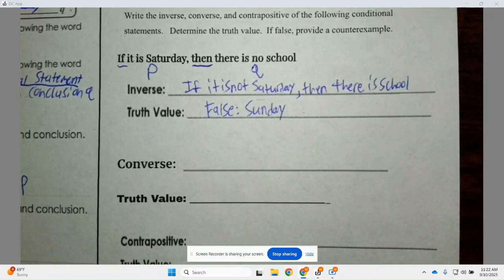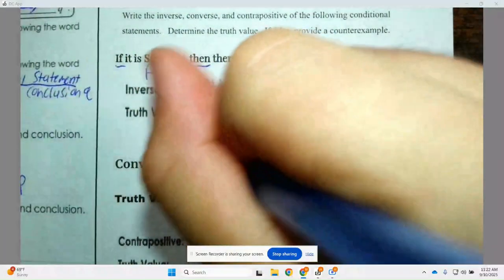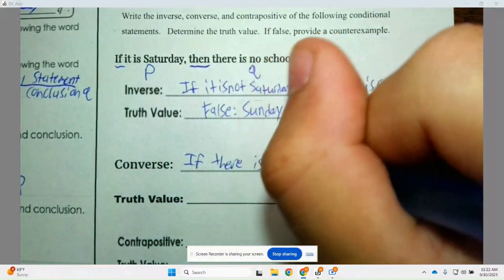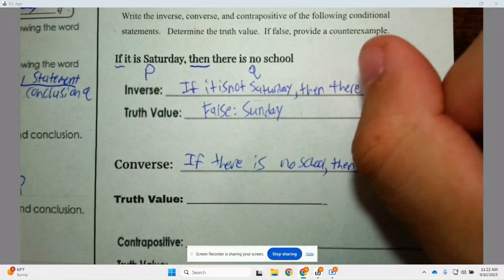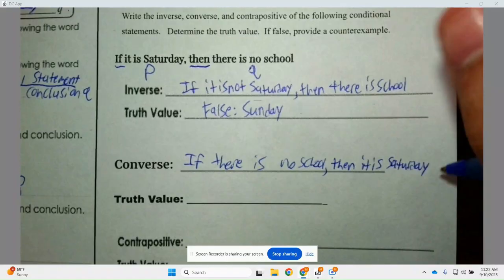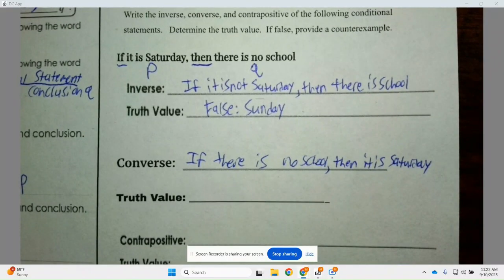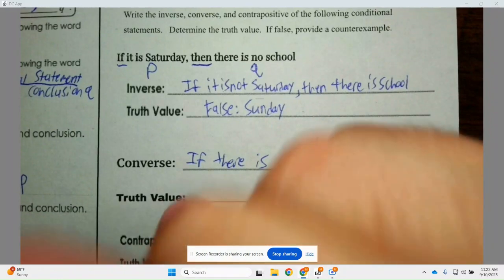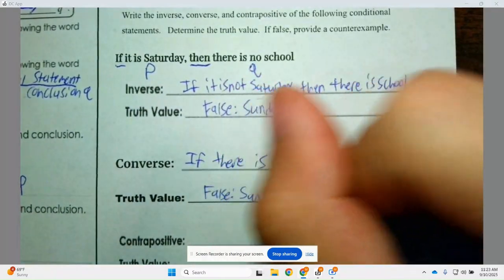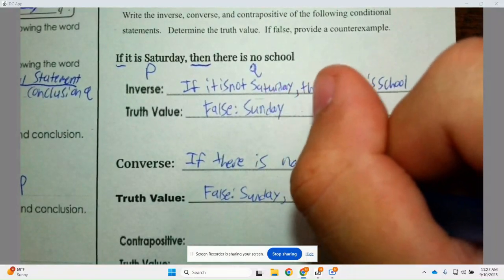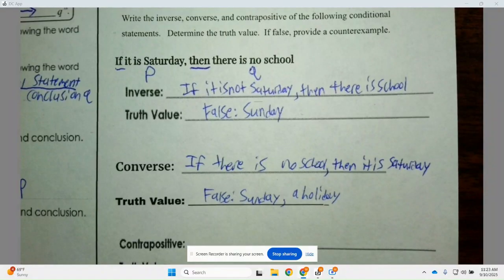Now the converse, instead of negating my hypothesis and my conclusion, I'm going to swap the order. So if there is no school, then it is Saturday. Is that true or false? Same reason as the first, right? Just because there's no school doesn't mean it's Saturday. It could also be Sunday, right? Or some other holiday. So it could be Sunday, it could be a holiday, right? There's other days where there's no school.